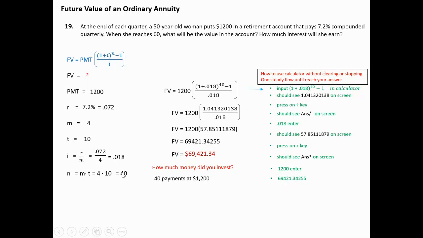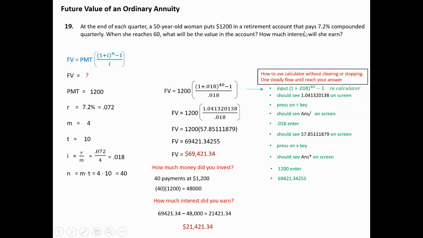So how much money did you invest? So there were 40 payments, right? So here's going to tell you how much interest she actually made. So this is a lot of money, right, to have in 10 years. But let me see how much money she invested. There's 40 payments, right? So she had 40 payments times 1,200 is 48,000. So in reality, guys, you see, the higher the interest that they give you, the more money you're going to make. So she made $21,421 of interest, which is very, very good.